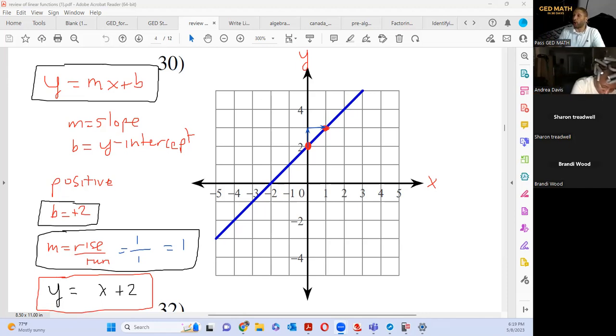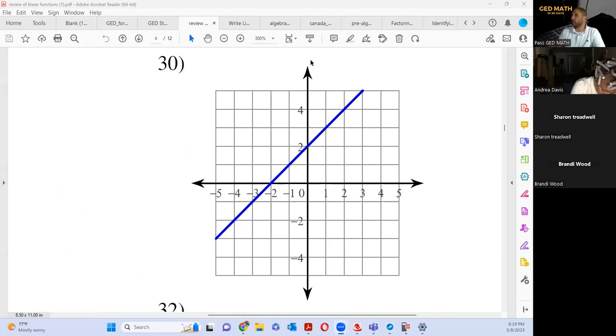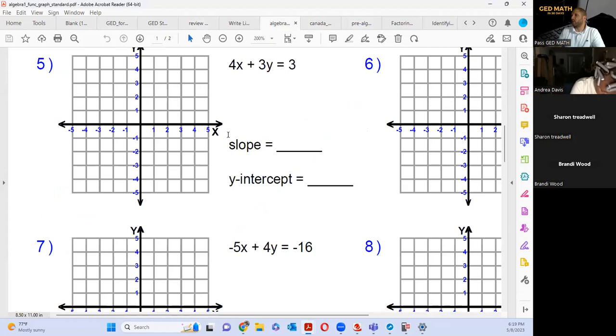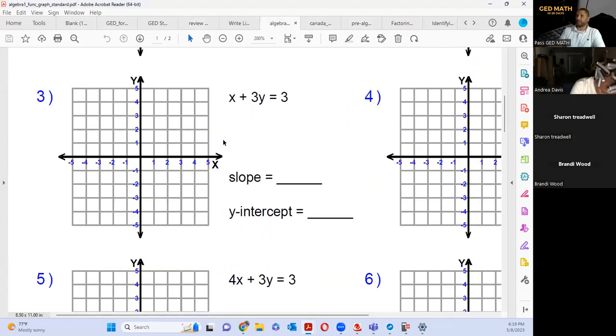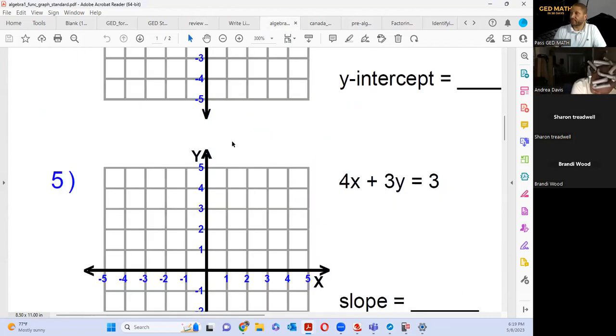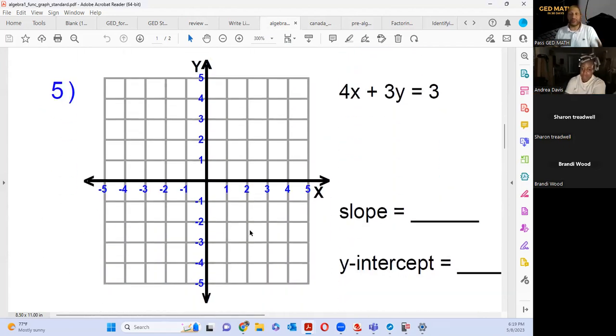So let's go to a harder problem. Let me see if I can find a harder one. I had a lot of stuff open. Let's use this one right here. Number 5. Now you might look at this problem and say, oh my God, Mr. Tinsley, I don't know how to do this problem.